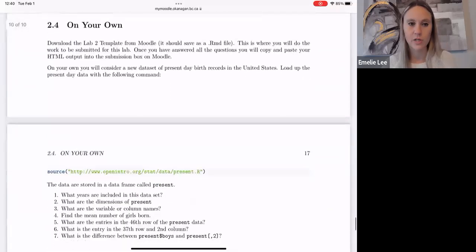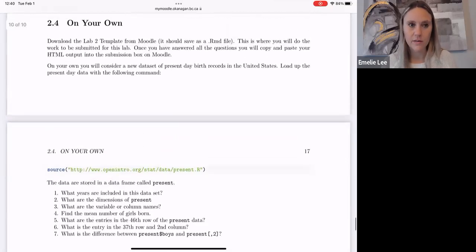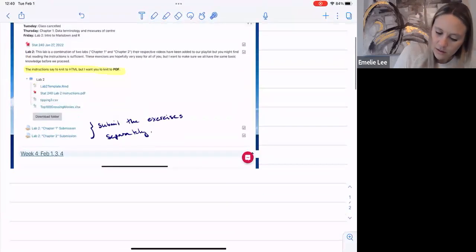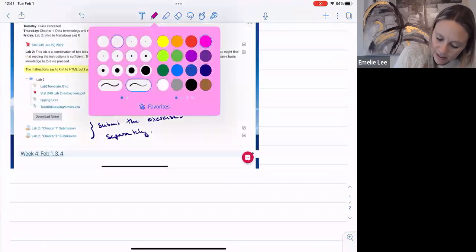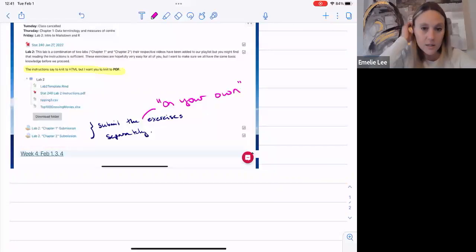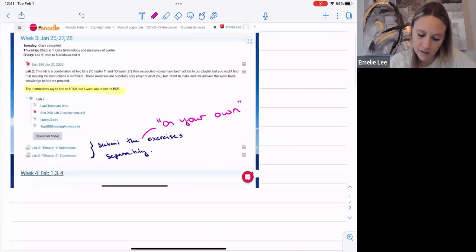And then at the end of this one, there are also on your own exercises that you can work through. Those are the ones that you're going to hand in. Maybe I'll clarify here: submit the on your own exercises separately for chapter 1 and chapter 2. And that's what those drop boxes are.